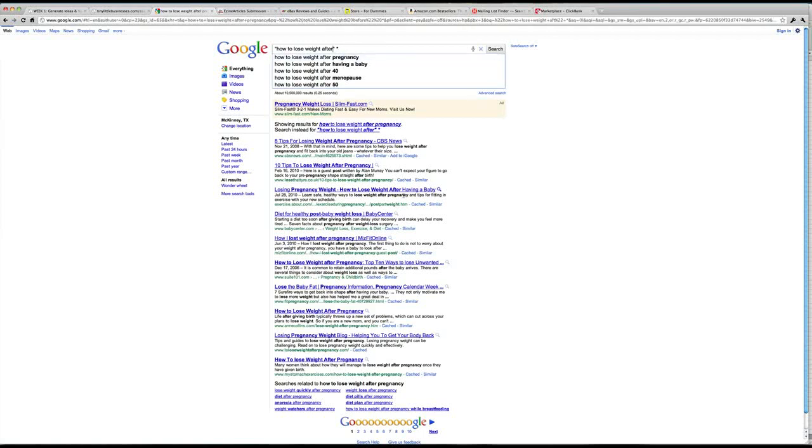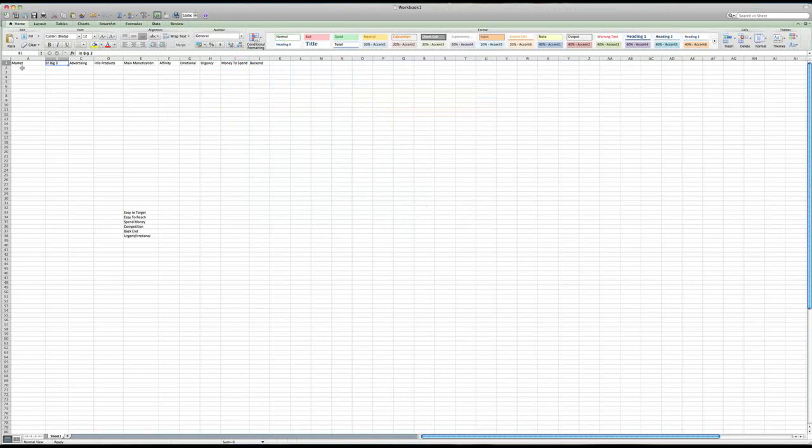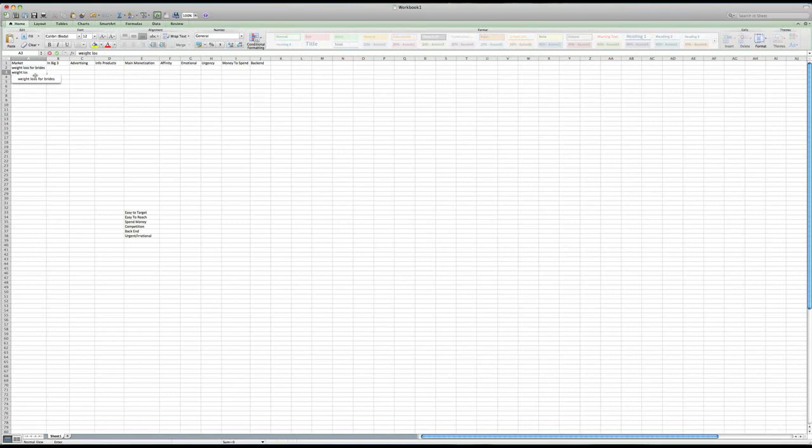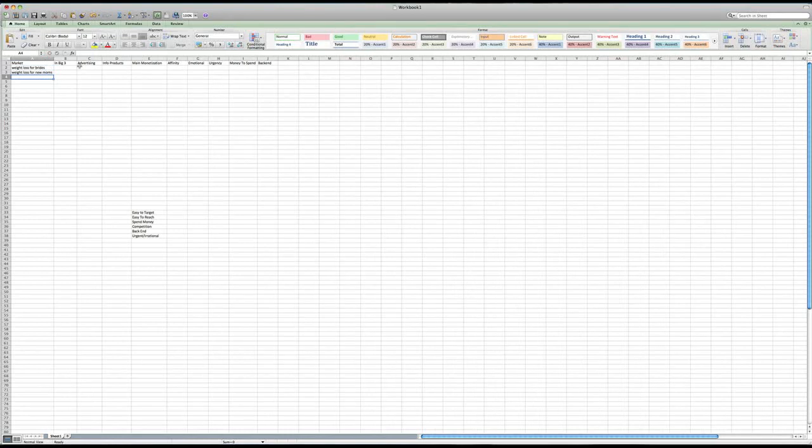So what you can do is, as you get these ideas, you come over here to the market, and when you write down the market, you don't necessarily want to put the search, though you can if you want. But in the case of brides, what we would do is we would put weight loss for brides. That's going to be the market. All right, and that other one I just saw, weight loss for new moms. That's the market. That's the group of people that we're going after.